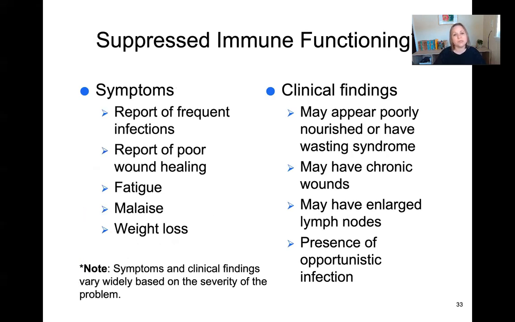So now someone who has a suppressed immune function, someone whose immune function is suboptimal, they're going to report frequent infections, poor wound healing, fatigue, malaise, weight loss. They may appear malnourished. They may have chronic wounds, enlarged lymph nodes, or the presence of opportunistic infections like tuberculosis or syphilis that are easier for their bodies to succumb to because their immune system is weakened.